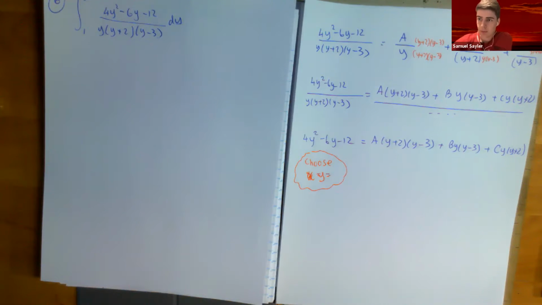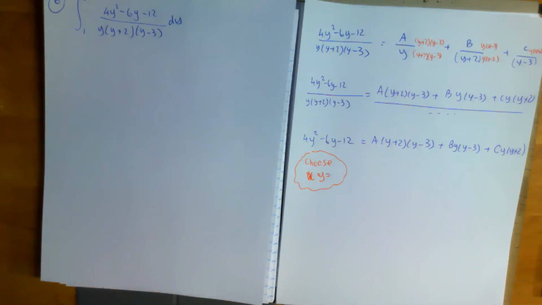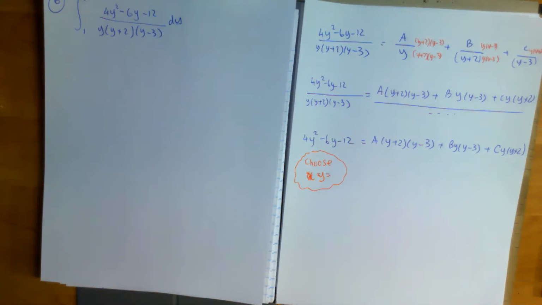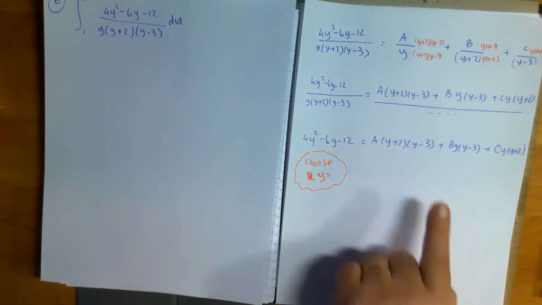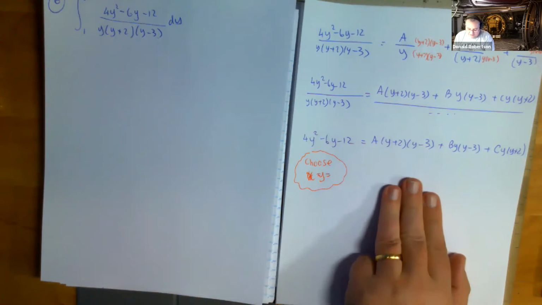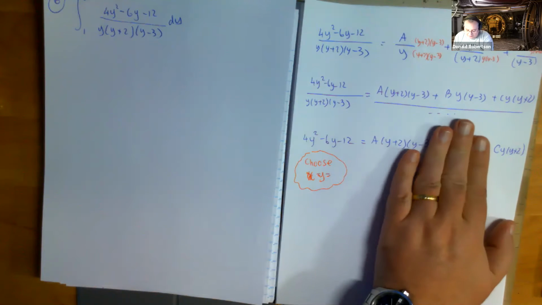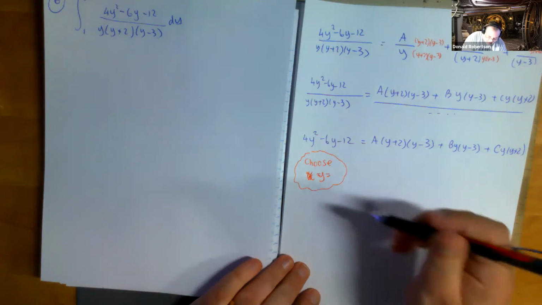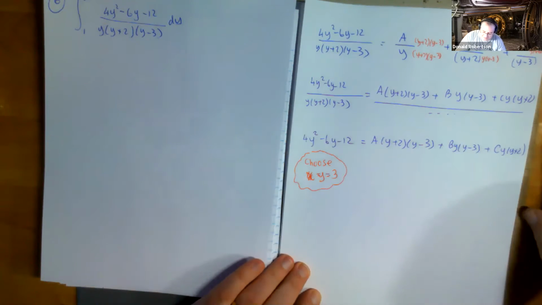0. Wouldn't choose 0 in this case. Choose the y value that makes 2 of them disappear and keeps 1 alive. 3. Now, if I choose y equals 3, won't that become 0 and disappear? So that's a good choice. Let's see what we get then.